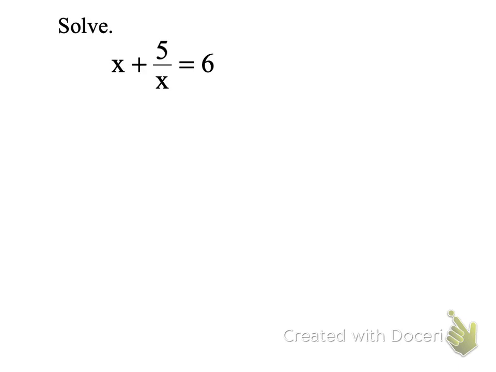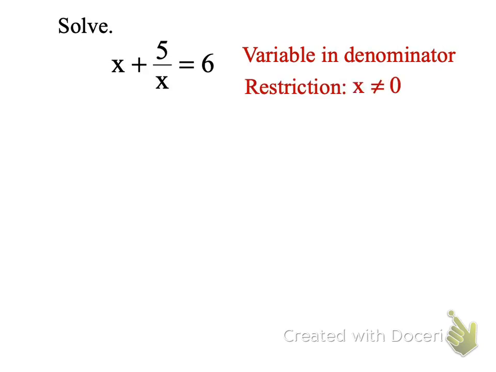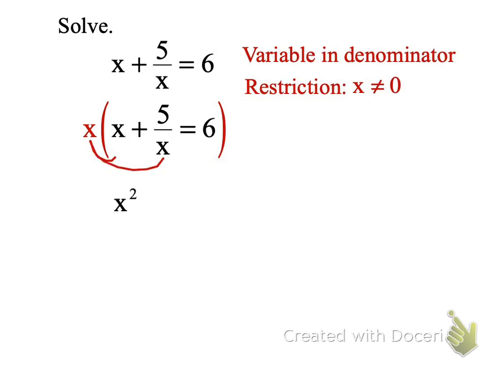You want to try this one on your own? Okay, I'll give you a little head start. What are the restrictions here? X can't equal 0. And what would I do to start simplifying this? Multiply all terms by x. Good. And now when I distribute, what do we get? X squared plus 5, the x's cancel, equals 6x.